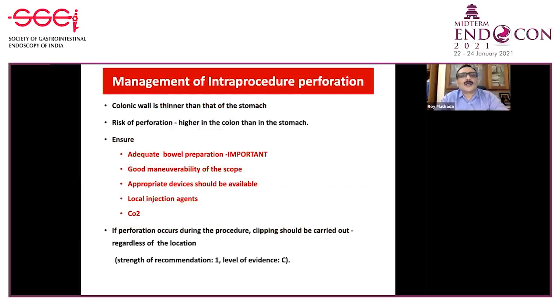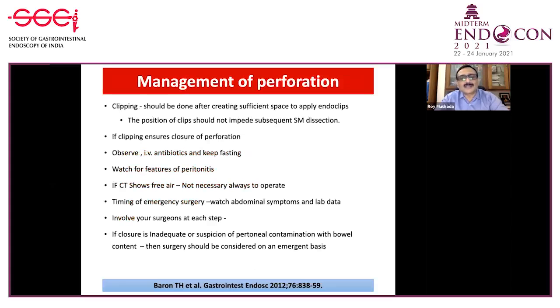The colonic wall is thinner than the stomach, and the risk of perforation is higher in the colon than the stomach. So ensuring adequate bowel preparation is very important, because good maneuverability of the scope is important. Appropriate devices should be available, local injection agent, CO2. And if perforation occurs during the procedure, clipping should be carried out regardless of the location.